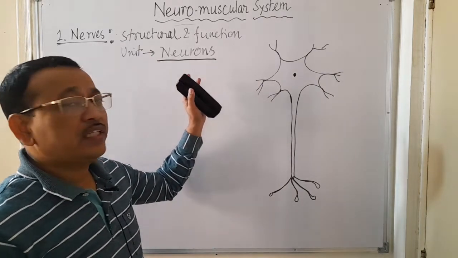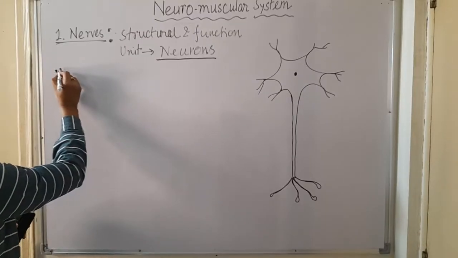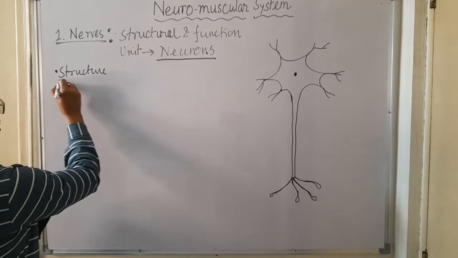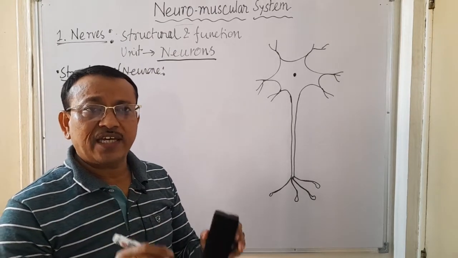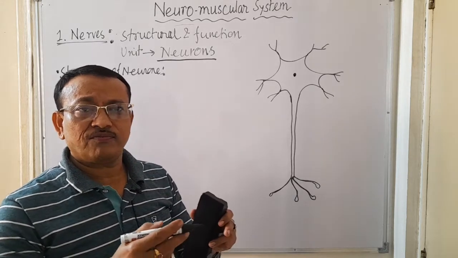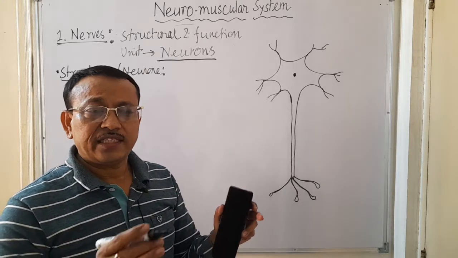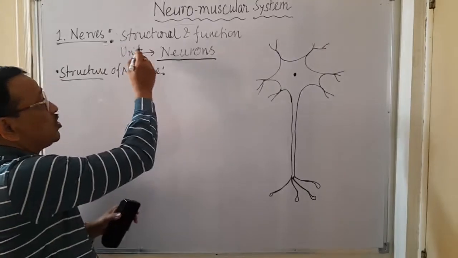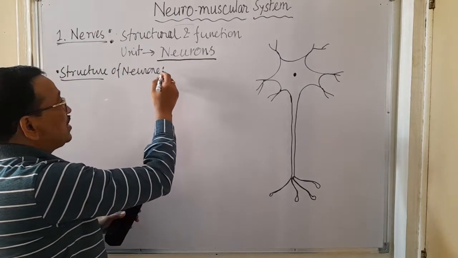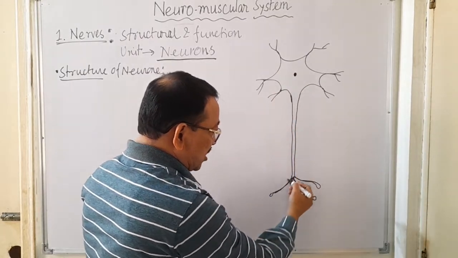Now let us see how this neuron is constructed, or what the structure of the neuron is. First we will talk about the structure of the neuron. Here you can see the neuron is basically a cell, known as a nerve cell. Nerve fibers are, as I told, a collection of neurons, and these nerve fibers are one of the components of the nervous system. The structural and functional unit of the nerves is the neuron, which is basically a single cell. This is the structure of a single neuron.